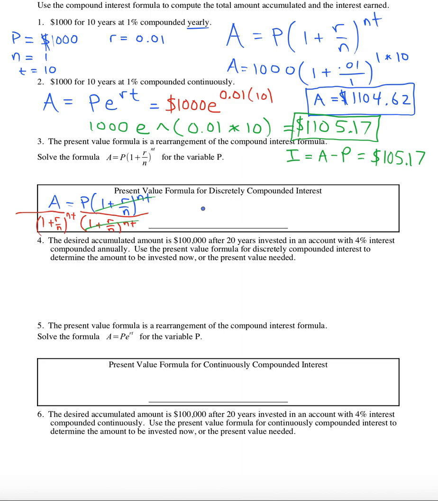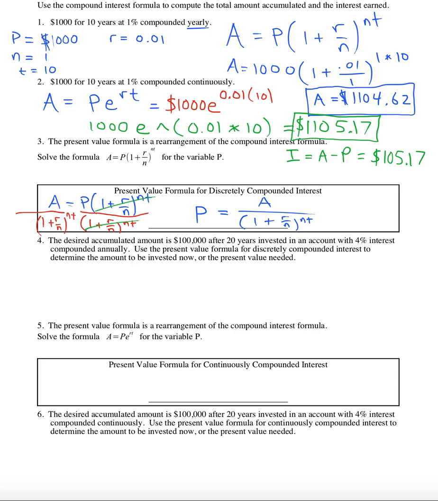So what's our answer? P equals A over (1 plus R over N) to the N times T. It's called the present value formula because it would allow you to decide how much you have to invest today in order for your account to grow to a certain desired value. Let's see how it works.